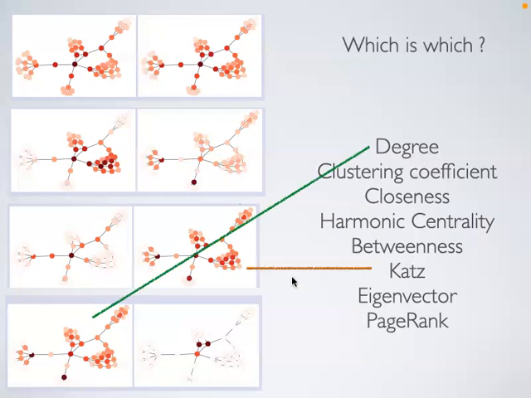So I try to help myself to help you. This one is the degree. So yeah, pretty close to what you were saying because they are very similar. And this one is the Katz centrality. And from that, maybe you can guess which one is, for instance, the eigenvector centrality, because they are similar.